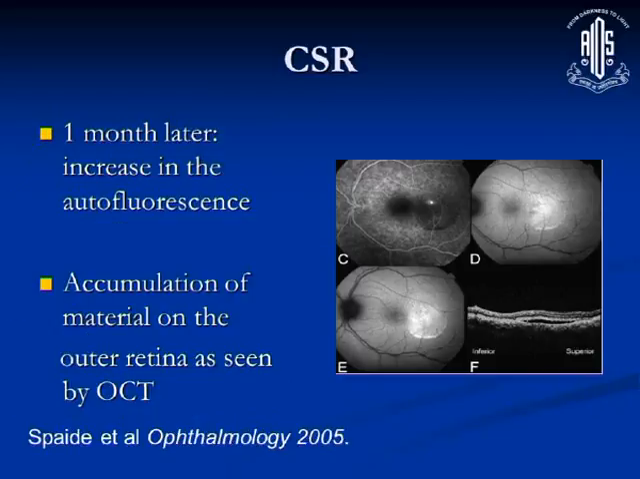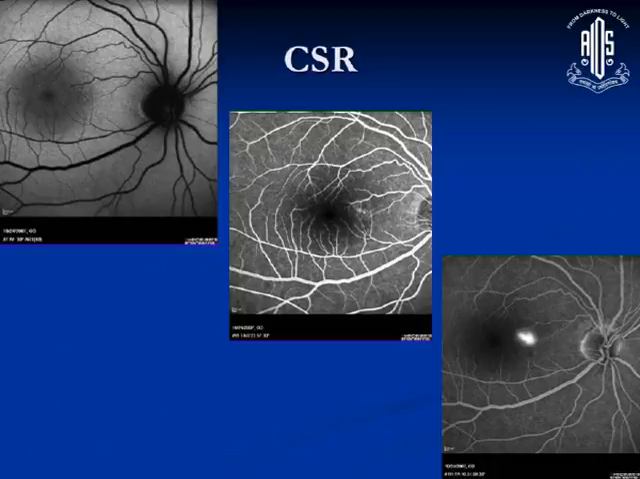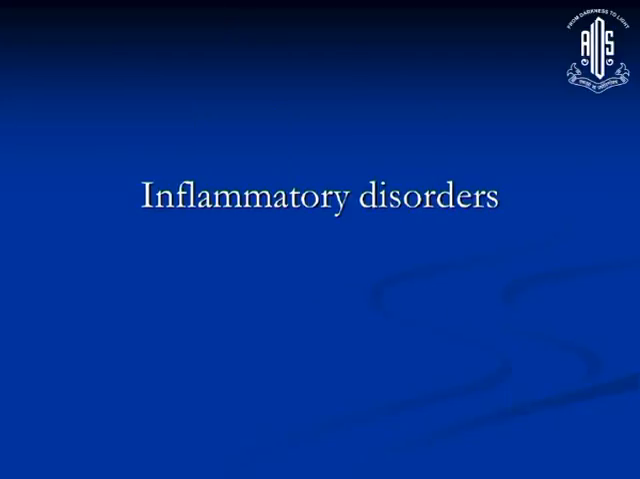1 month later, there's increase in the autofluorescence because of accumulation of material in the outer retina. Again, the angiography shows the leakage. Even if we don't do the angiography, the point leakage is clearly delineated by the hyperautofluorescence. Now let's come to inflammatory disorders.